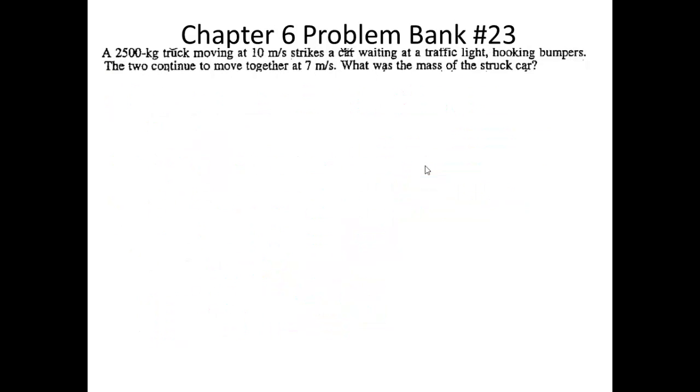Number 23. A 2,500 kilogram truck moving at 10 meters per second strikes a car waiting at a traffic light. Hooking bumpers, the two continue to move together at 7 meters per second. What was the mass of the struck car? So here we've gone from elastic collisions to a perfectly inelastic collision. The reason this is a perfectly inelastic collision is because we are looking at two things that hooked bumpers. That means that they are stuck together.